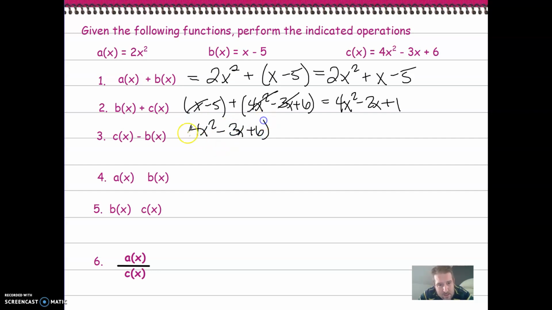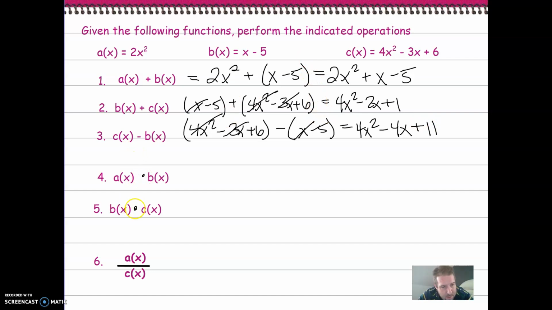Okay, c of x minus b of x, so c of x is 4x squared minus 3x plus 6, and we're going to take away b of x, which is x minus 5. Remember what we said before, you can only add or subtract when they are like terms. 4x squared is the only x squared, nothing to take away there. Negative 3x minus another x makes negative 4x, and then 6 minus negative 5 is really 6 plus 5, which is 11. And there you go.